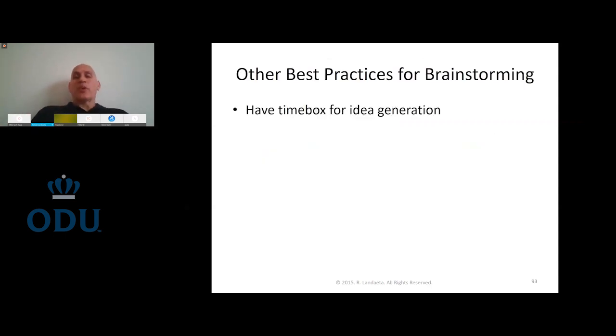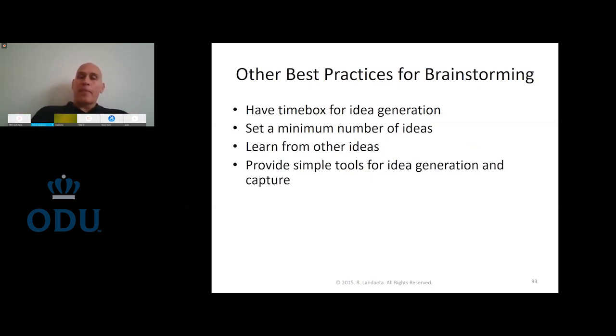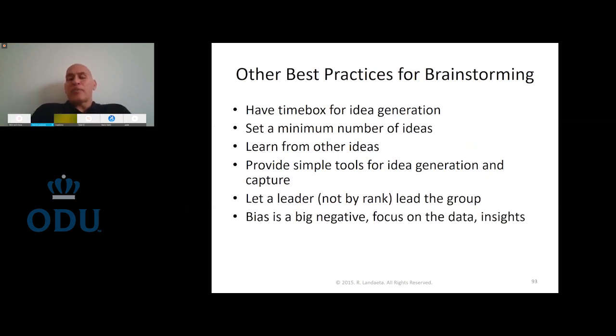Anyways, so moving forward, have a time box. You're going to do idea generation in 10 minutes and come up with as many ideas as you can. Get a minimum number of ideas. Try to learn from somebody else's ideas as they are bringing them up, and provide as many means for people to come up with ideas. Have a leader that is not necessarily a leader, a leader for the moment for this particular task.